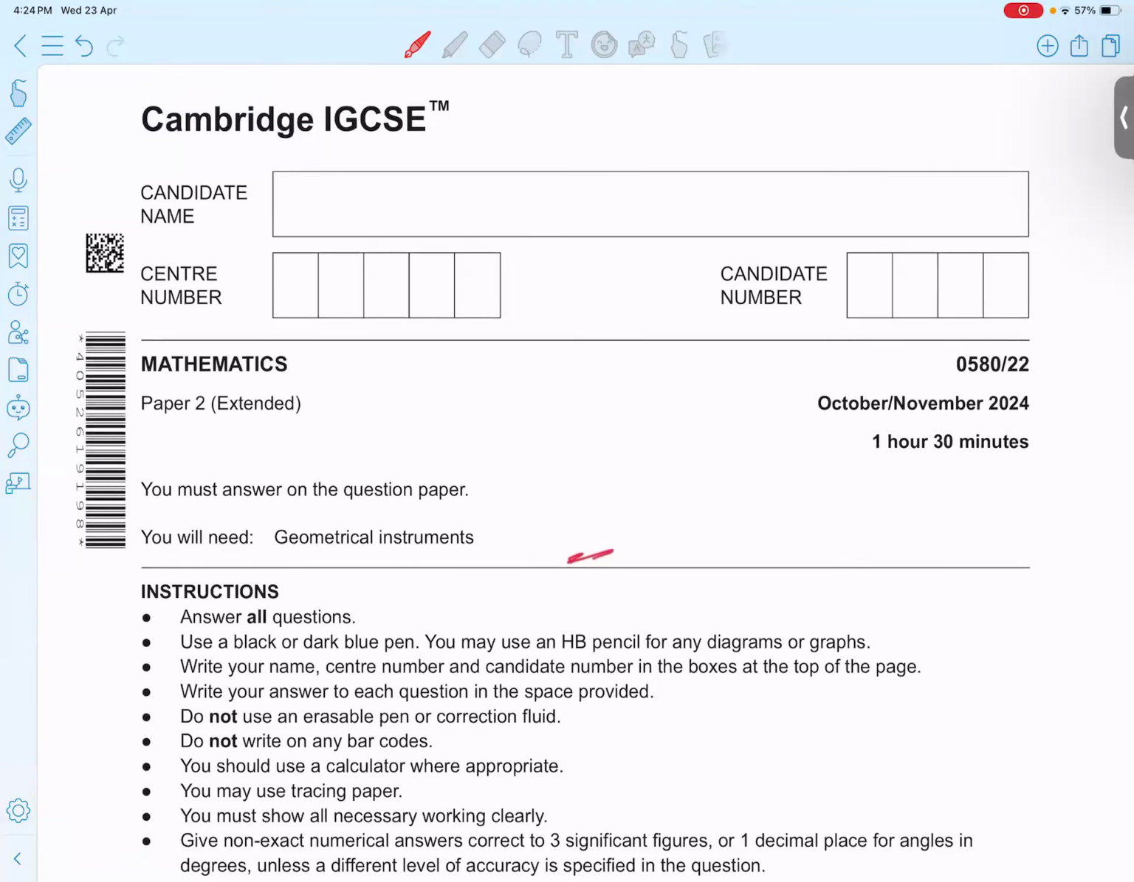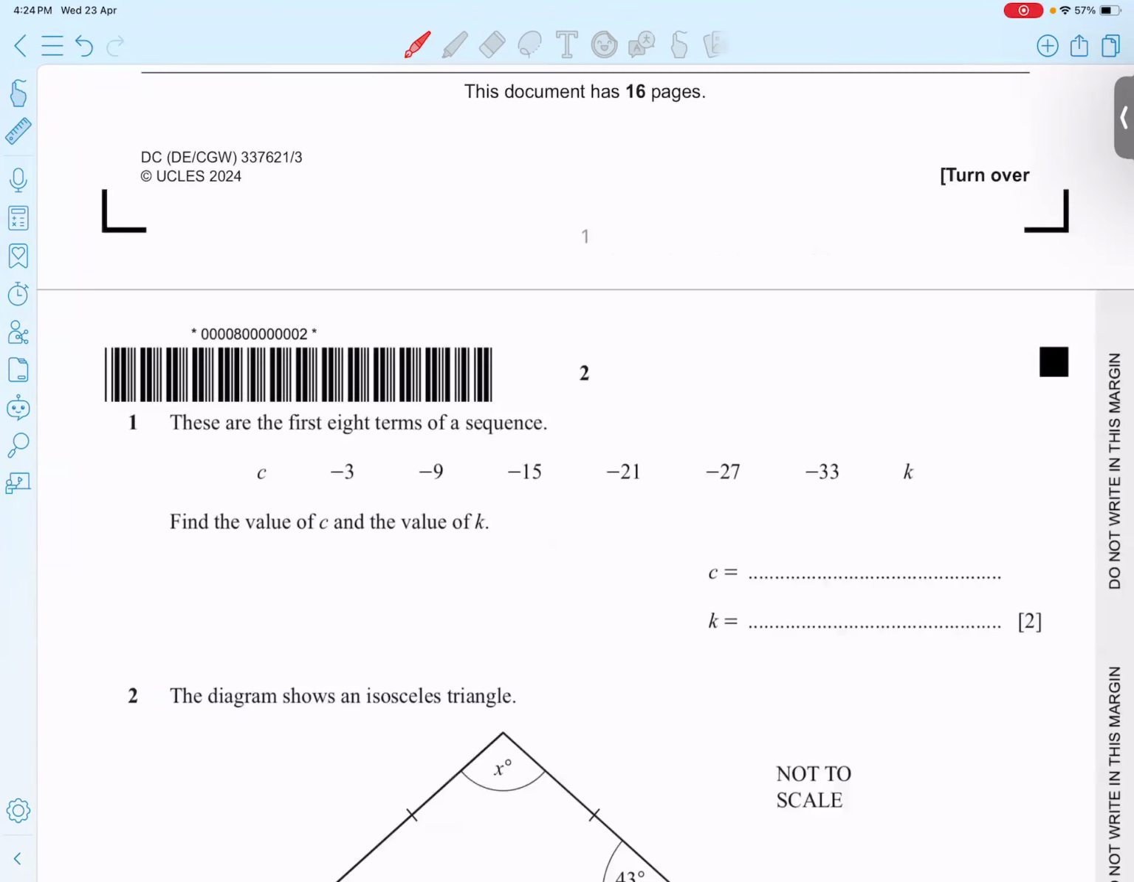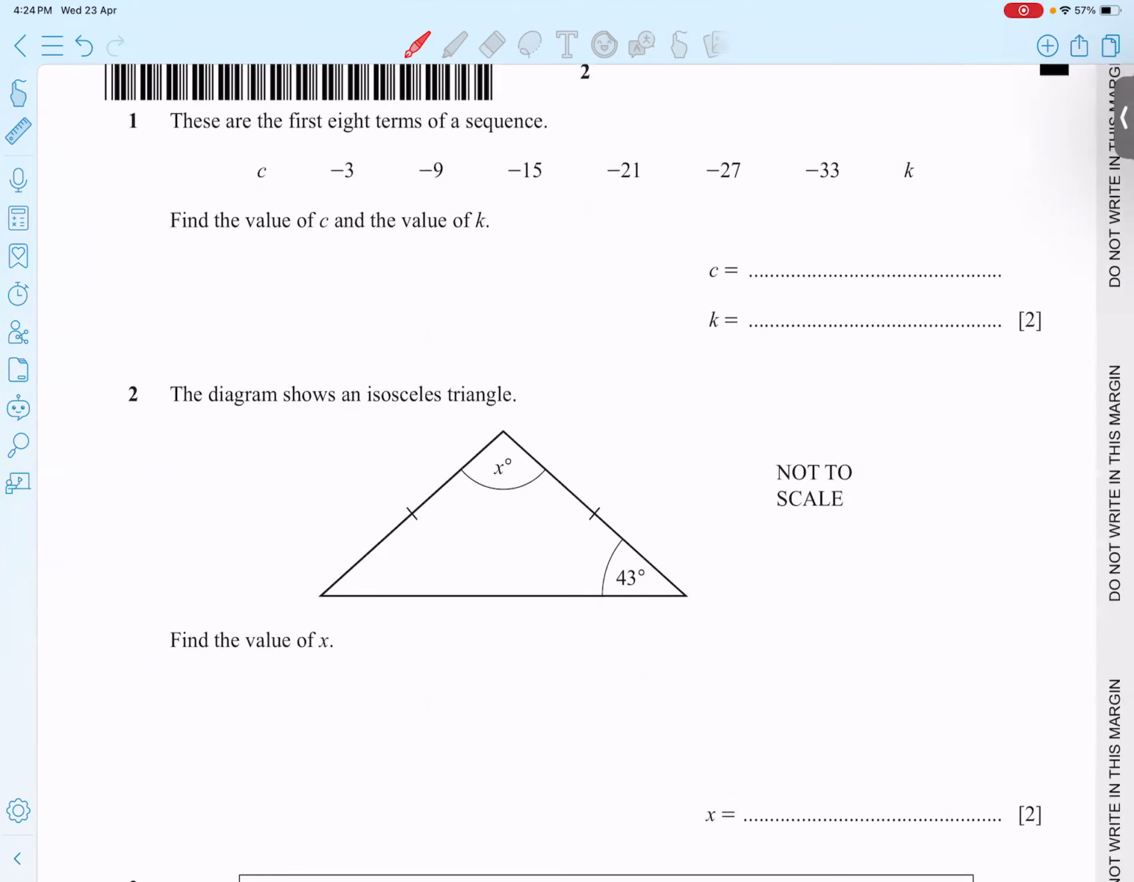Bismillah ar-Rahman ar-Rahim. This is the October 2024 paper, second variant, and we are going to do the complete Paper 2. Okay, so have a look here. First question: these are the first 8 numbers in a sequence. Find the value of C and the value of K.